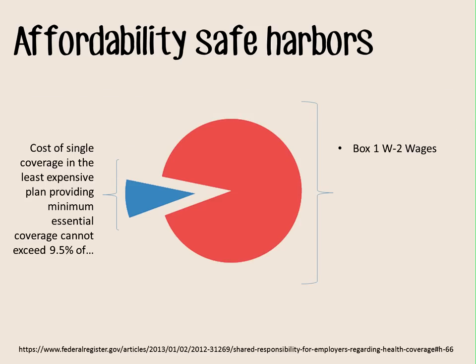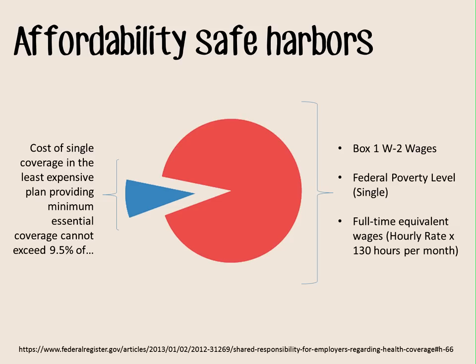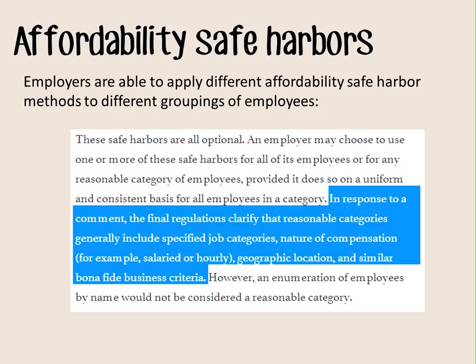That income can be based off of the employee's historical Box 1 W-2 wages. It can be based off of the federal poverty level for a single individual for that plan year, and can also alternatively be based off of an employee's full-time equivalent wages, which is determined by taking their hourly rate and multiplying that by 130 for a month and then annualizing further.